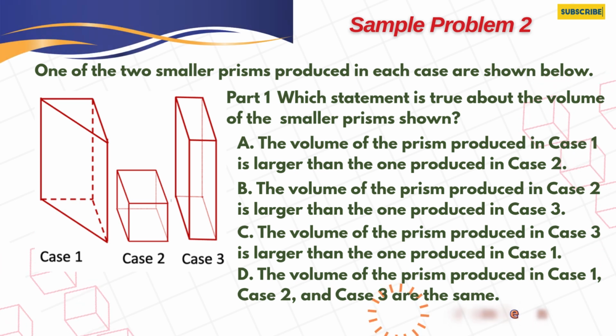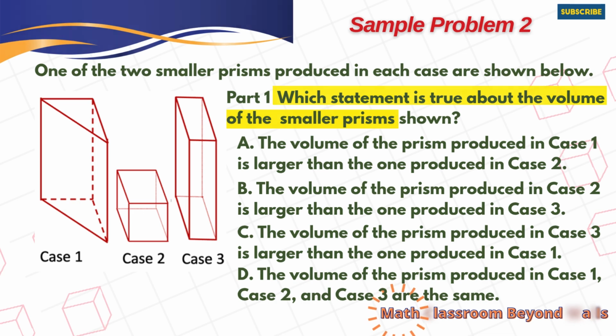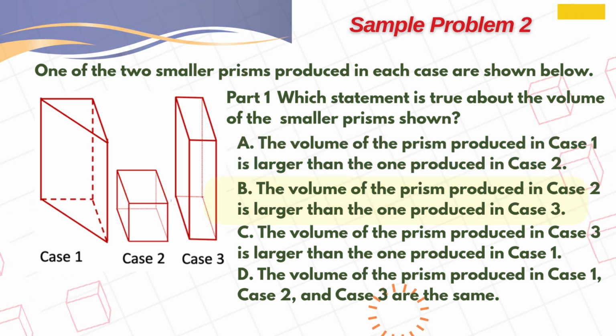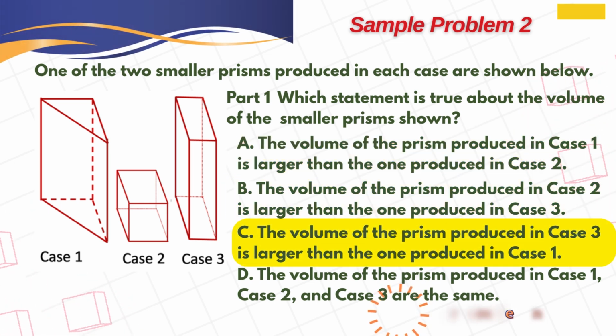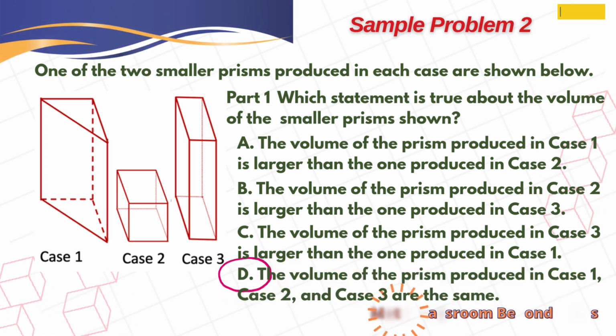With the results that we have here, which statement is true about the volume of the smaller prisms shown? Is it option A, option B, option C, or option D? Okay, so the answer is option D.